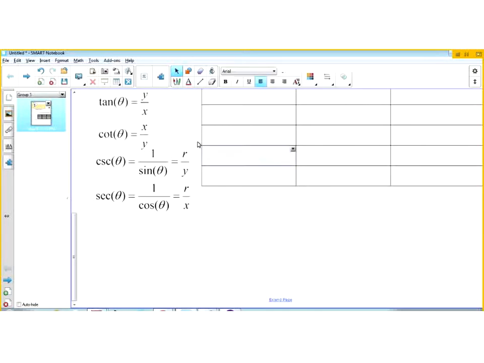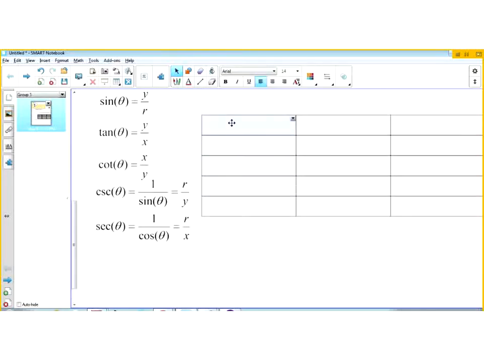So the first column we'll consider. What we're going to do is analyze the signs of each of these 6 functions in the different quadrants. So we have already discussed what quadrants 1, 2, 3, and 4 are. So quadrant 1, quadrant 2, quadrant 3, and quadrant 4. All right, so here are the 4 quadrants.